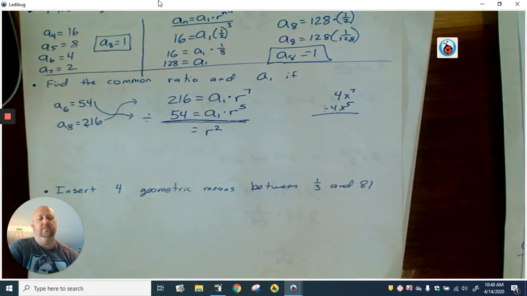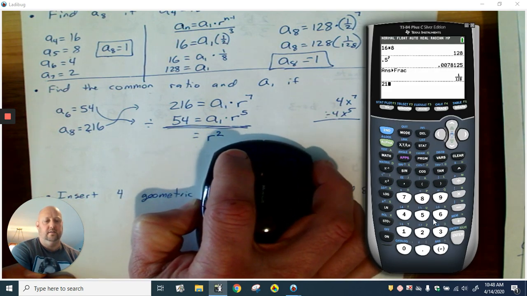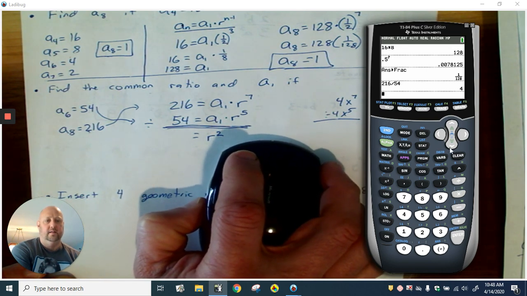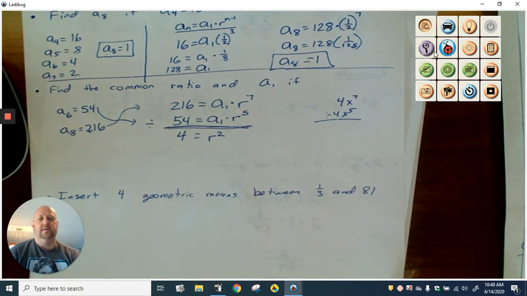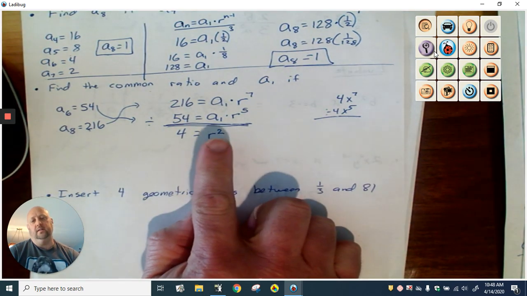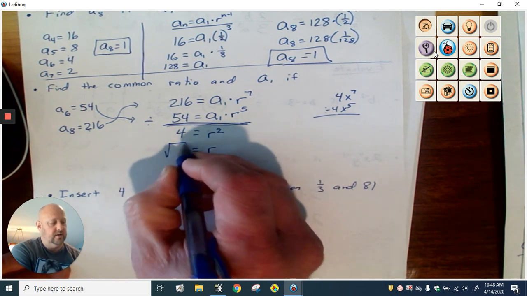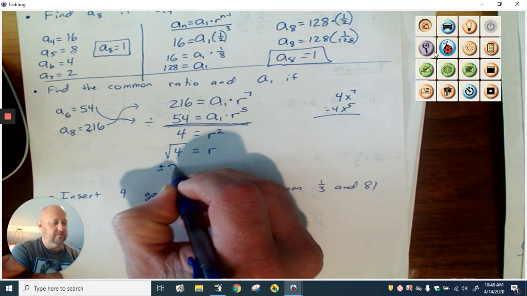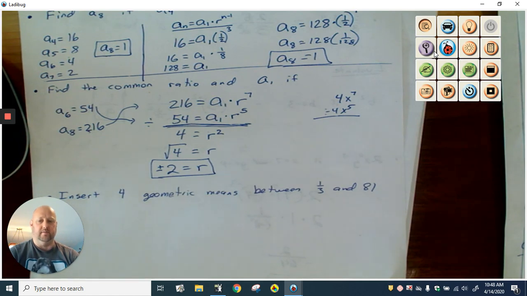And then all I have to do is figure out what 216 divided by 54 is. And I get 4. Okay. Now, the next step here is very crucial because how do you get rid of that squared? Well, we take a square root. That's important because the answer to any even root is a positive or a negative 2. There's actually going to be two different answers to this problem, okay?